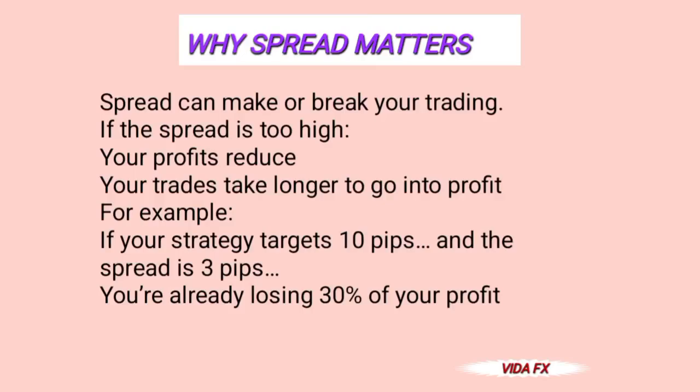I know that's a bit difficult to understand, but let's say you go to TradingView to do your analysis. You take your entry price at 1.10. Now the spread is 5 pips. Your trade has actually activated, but until the price moves up 5 pips of spread, you're not in profit, even though you're already supposed to be in profit. So if your strategy targets 10 pips and the spread is 3 pips, you're already losing 30% of your profit, and that is huge.